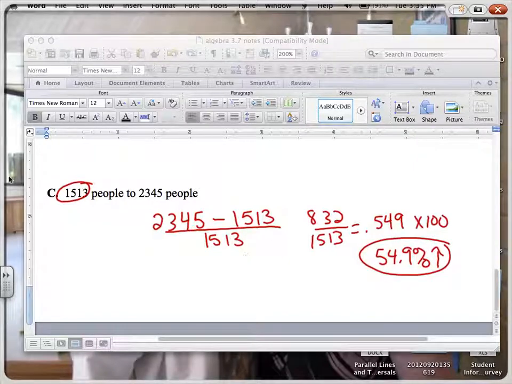And that is how you find percent of change. It's relatively easy to do as long as you know the formula.